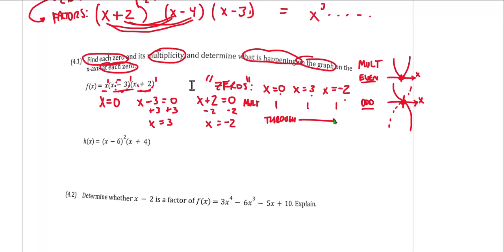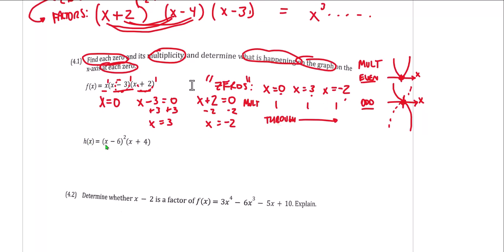So all of these go through. They all pass at each of these zeros. The graph will pass through the axis because all of these multiplicities are odd. You can go ahead and graph this function in Desmos, and you will see that at all of these zeros, the graph is cutting right through the x-axis.